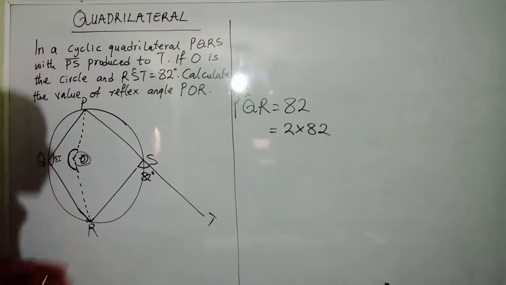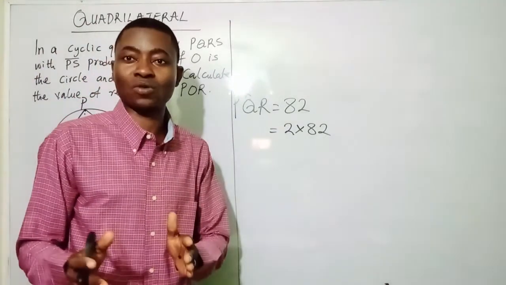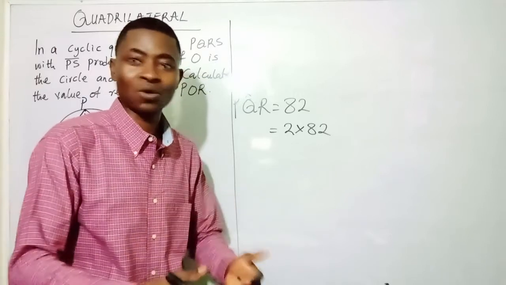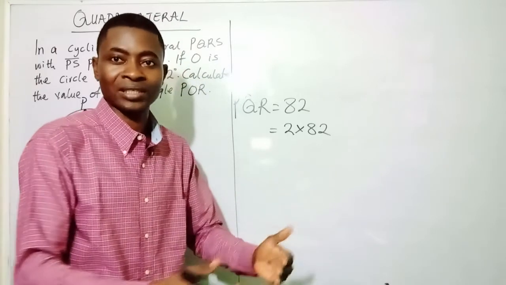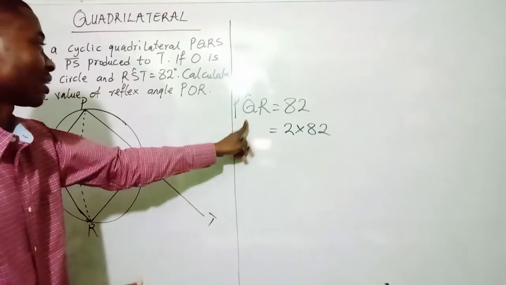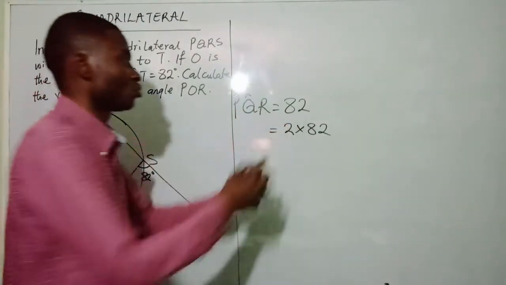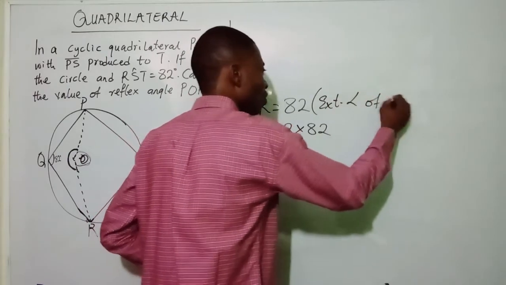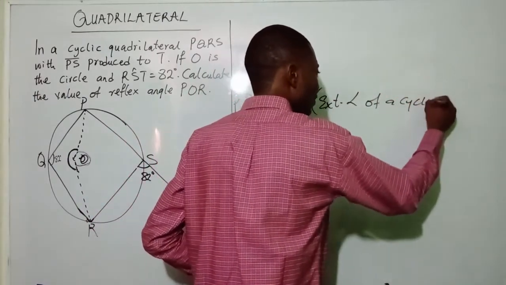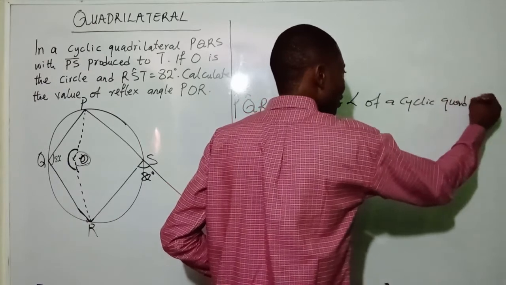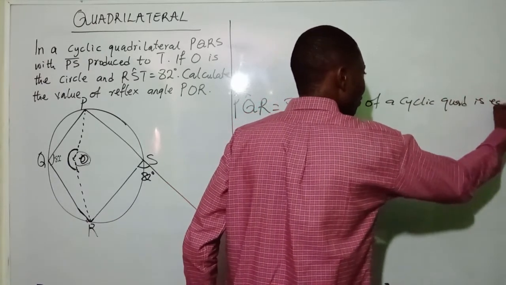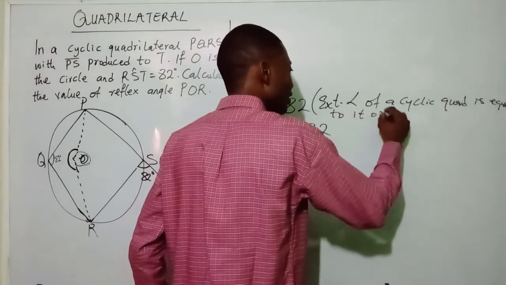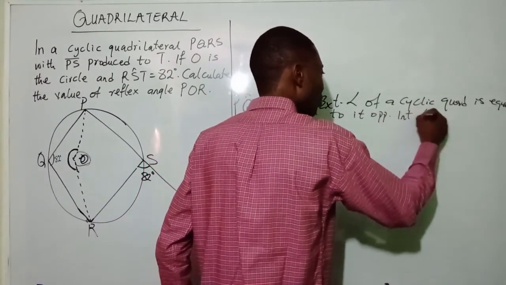And what is the reason? Please remember, when solving questions under cyclic quadrilateral, it's very important for you to write out the reason why you are saying this equals to this. For instance, the first one I just mentioned, that angle PQR is equal to 82. What is the reason? The exterior angle of a cyclic quad is equal to its opposite interior angle.